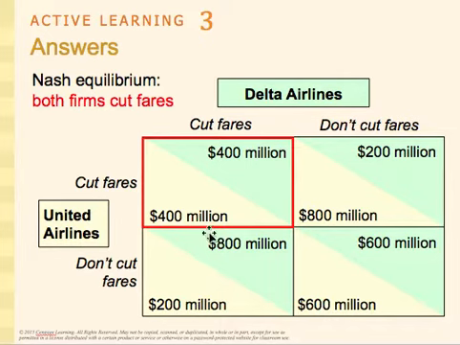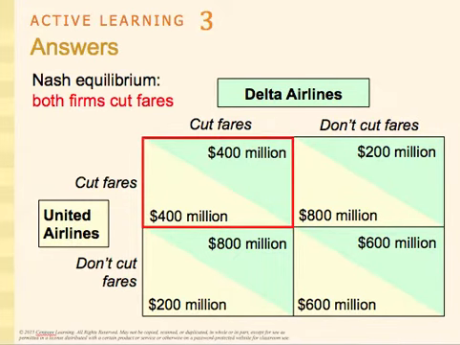Now, the key to reading United Airlines, you're choosing between up and down. Cut fares, don't cut fares. See, it's up and down, top and bottom. Where do they make more money? Well, here on the top at cut fares, 400 over 200. Top and bottom, where do they make more money? Well, it's here at 800 million versus 600 million. Check here, dominant strategy is cut fares. That means both of them have a dominant strategy to cut fares. That means they're both going to cut fares, and they're going to end up right here, 400 million and 400 million.